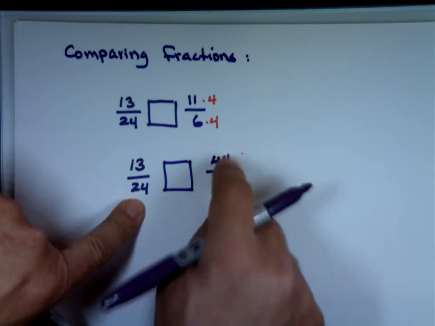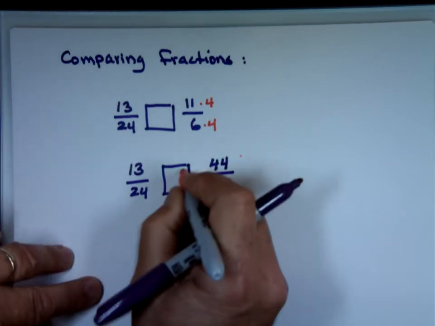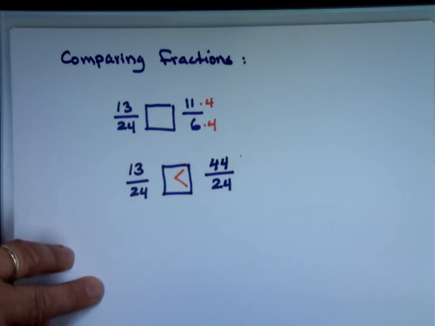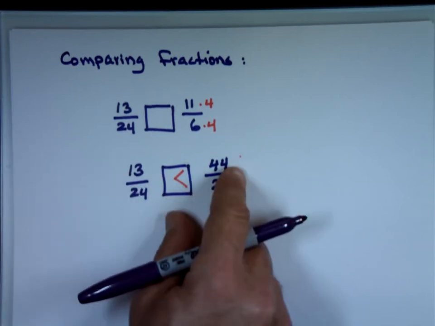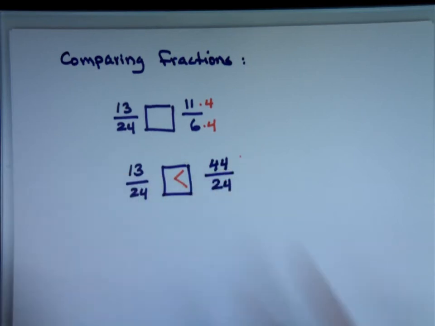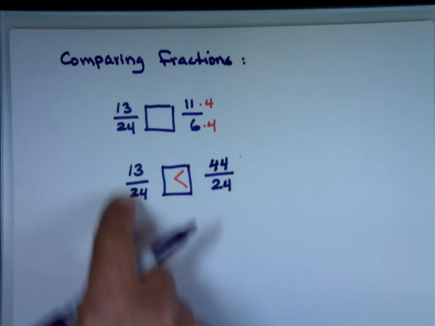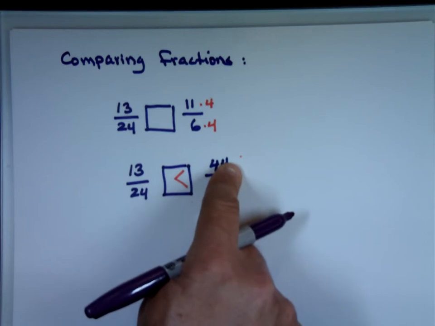44 is bigger. This is greater than. That's less than. 13 is less than 44. You all probably know the Pac-Man, the mouth points toward the bigger number. So 13 is less than 44, or another way of saying it, 44 is bigger than 13.